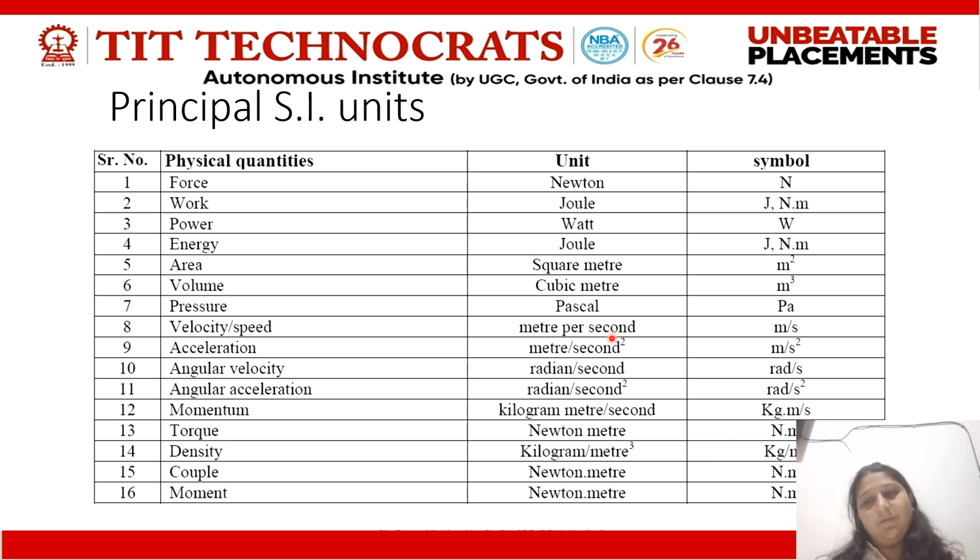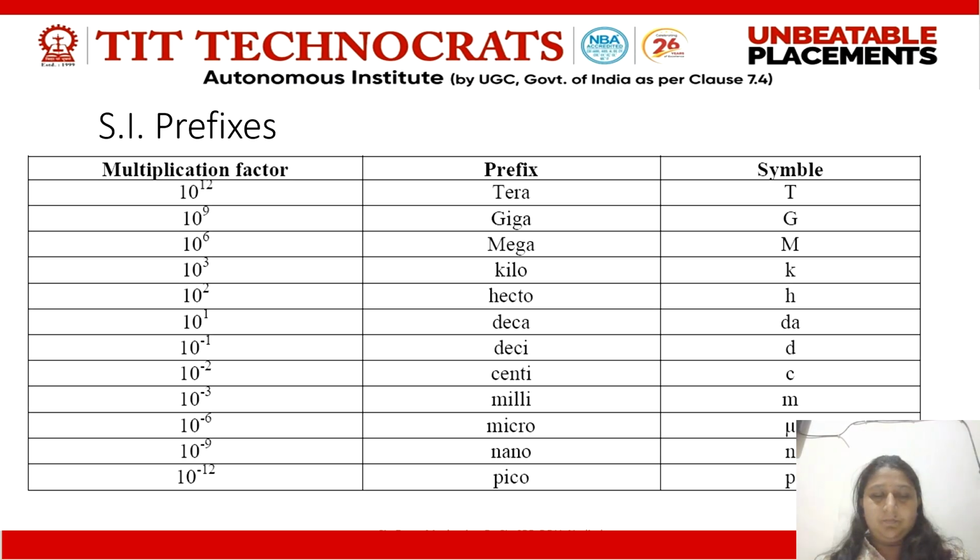This table again gives you the different units of different physical quantities which we are going to use for solving all the numericals in this particular subject. Again, I've explained the multiplication factors here. If it is 10 to the 12, the prefix would be tera and the symbol would be T. If it is 10 to the 9, it would be giga, the symbol would be G, and so on.